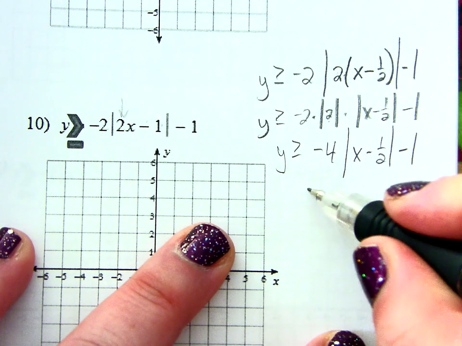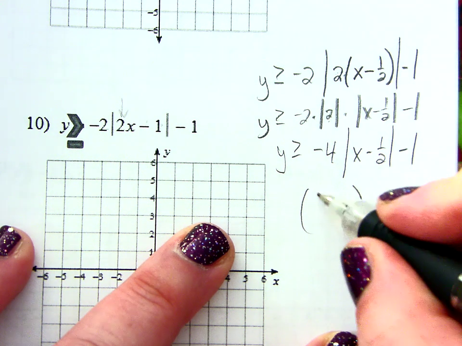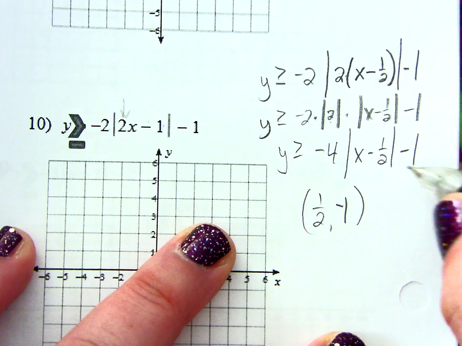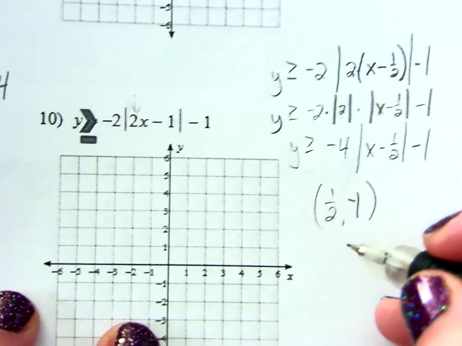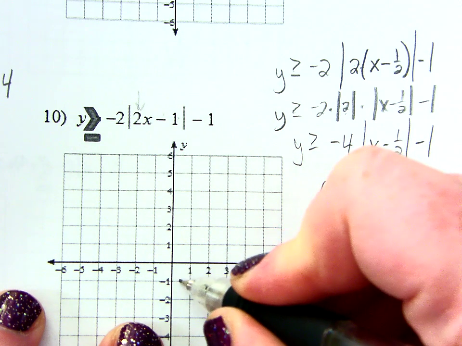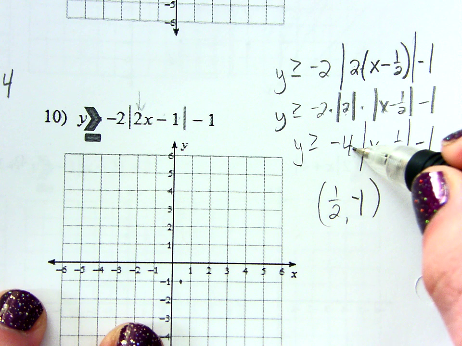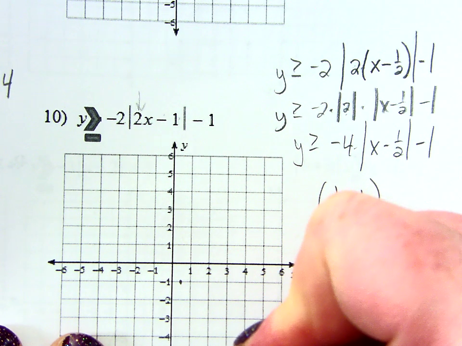Where will my vertex be? If you've got this, where's your vertex going to be? You got it. Positive 1/2, comma, -1, right? Yeah. Positive 1/2, -1. So 1/2, -1, going to be right there. And then I just follow the slope for the right-hand branch, a -4. So I'll go down 4 over 1.